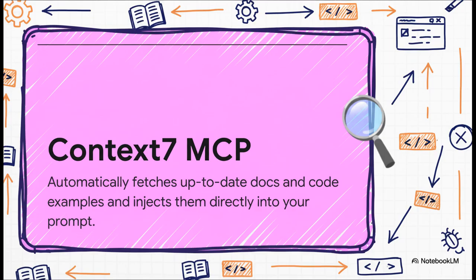Okay, so what is this thing really? Context7 MCP isn't just another search tool. What it does is it automatically goes out, finds the most current, version-specific docs and code examples for what you're working on, and then, this is the cool part, it injects them right into your AI prompt. It's like having this expert assistant who just hands you the exact right page of the manual every single time.